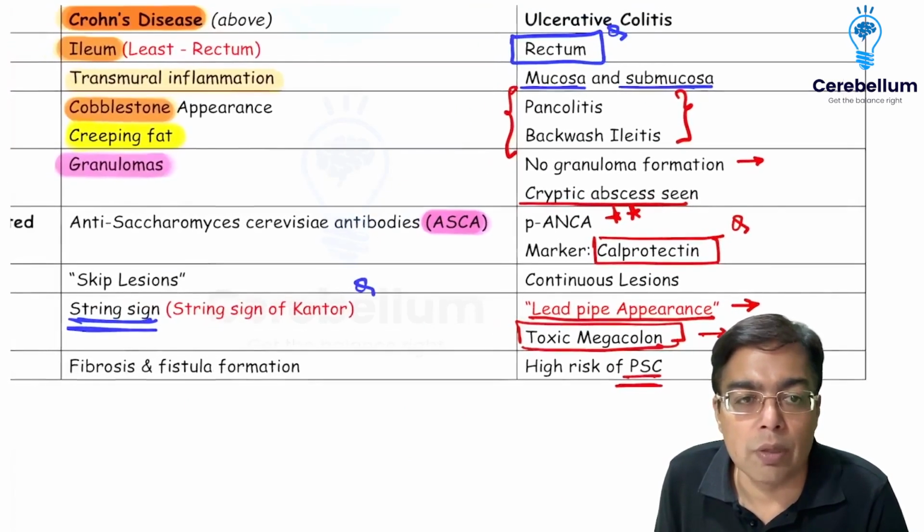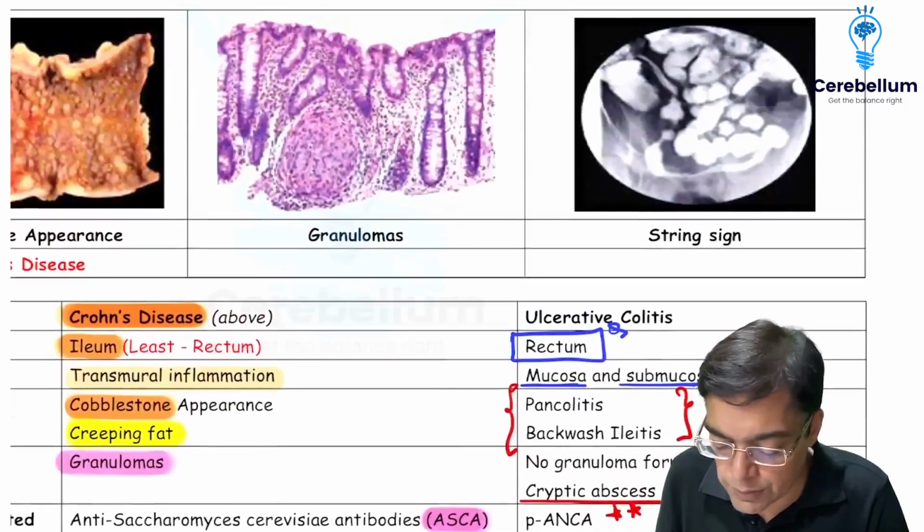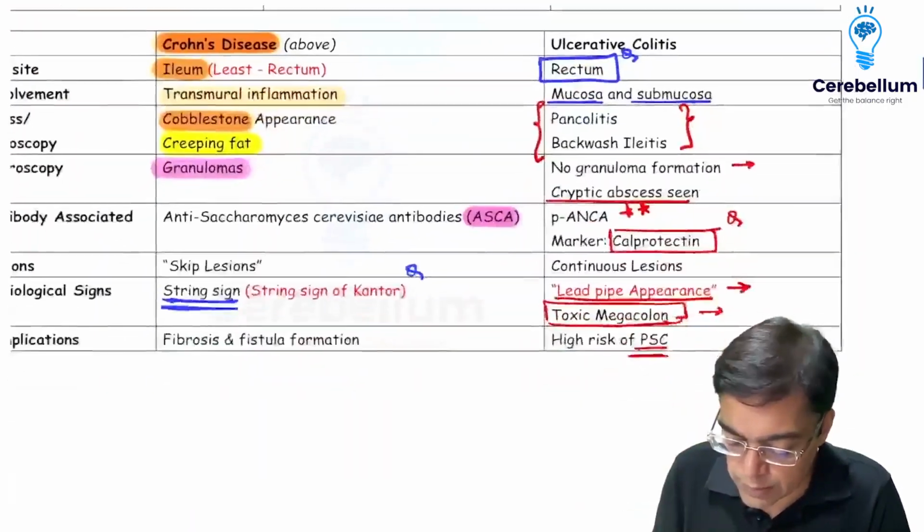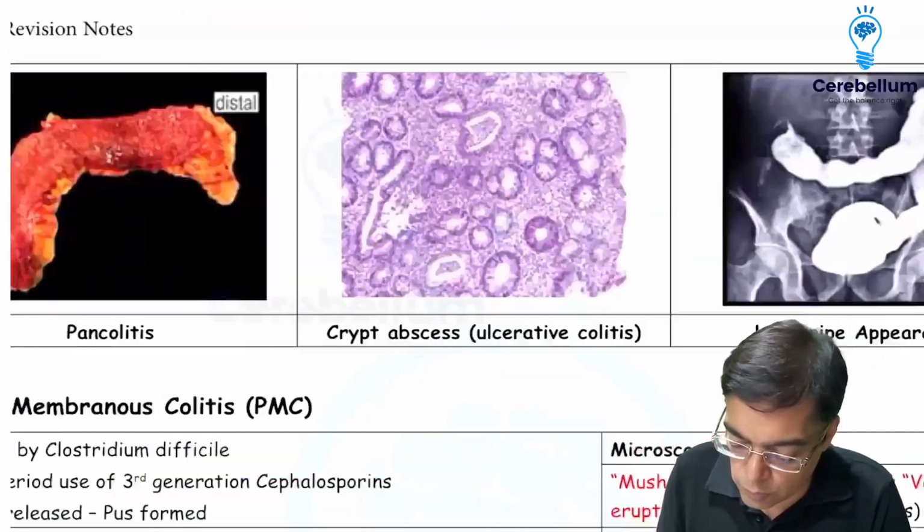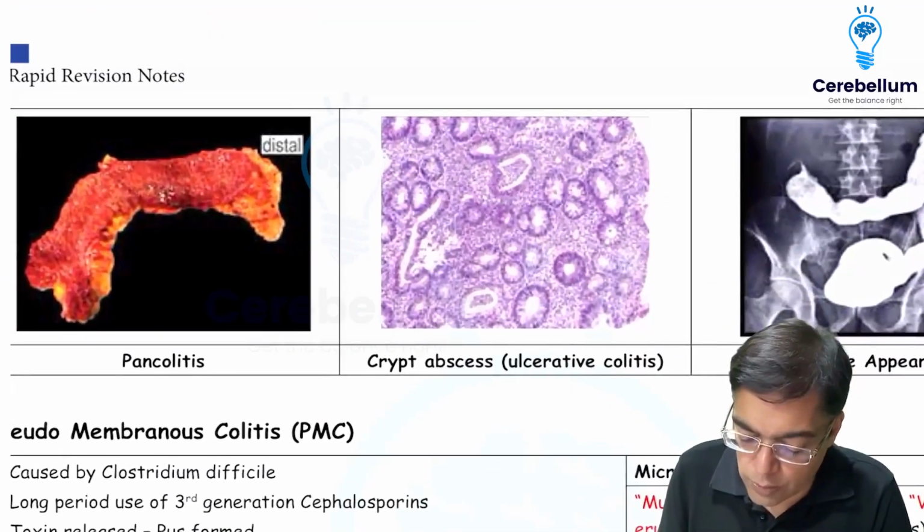All in all, why we need to be familiar with this condition is because of the fact that both these conditions, Crohn's disease and ulcerative colitis, are characterized by a higher risk for development of colon cancer. These are the important images about which we need to have an idea.